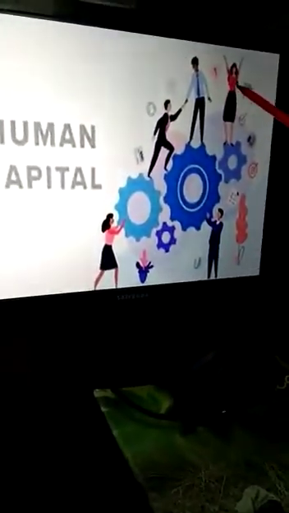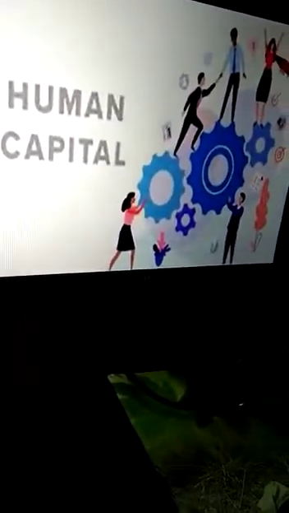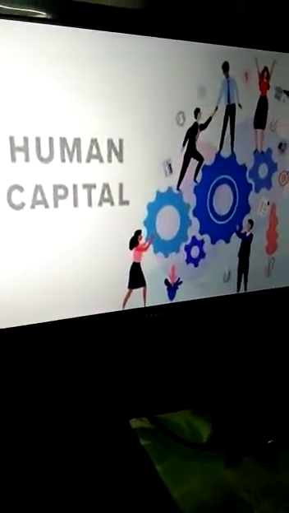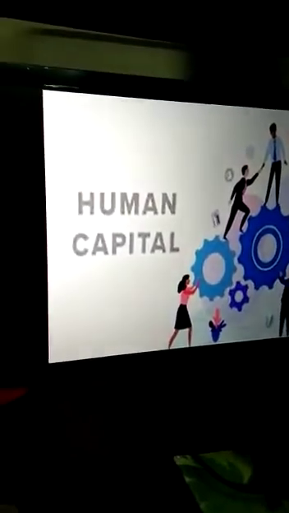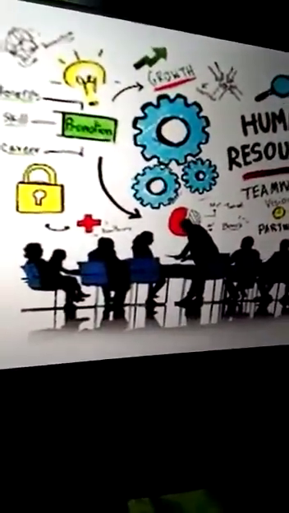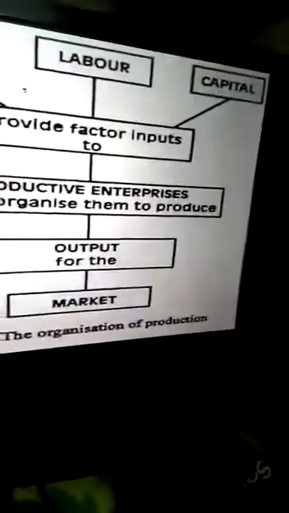Without human capital it is not possible to add value to natural resources. Only human beings, with their knowledge, skill and creativity, can add value to natural resources, to any type of resources, and they can go to extreme heights. That is why they are called human resource, and I will discuss that again afterwards in the next chapter.